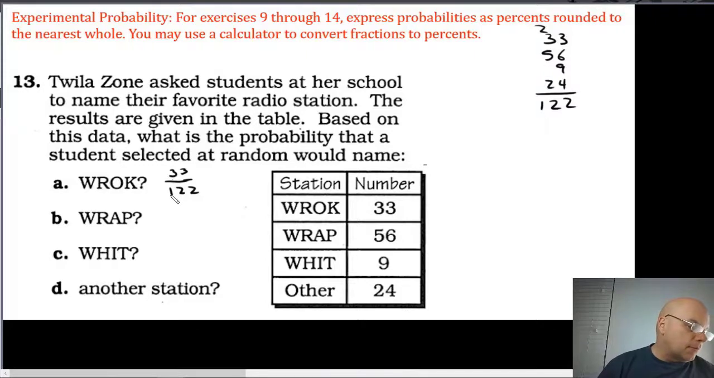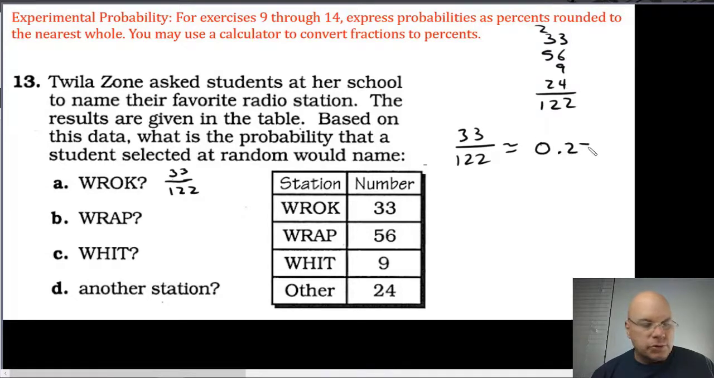But the problem asks us to express these as percents. So as long as you set up the ratio first, then it's fine to use a calculator to calculate the percent. 33 divided by 122 is approximately equal to 0.27049, and then it keeps going, but we know percent is hundredths, so I just want to round to the hundredths place. This digit is a 0, so this is approximately 27%.